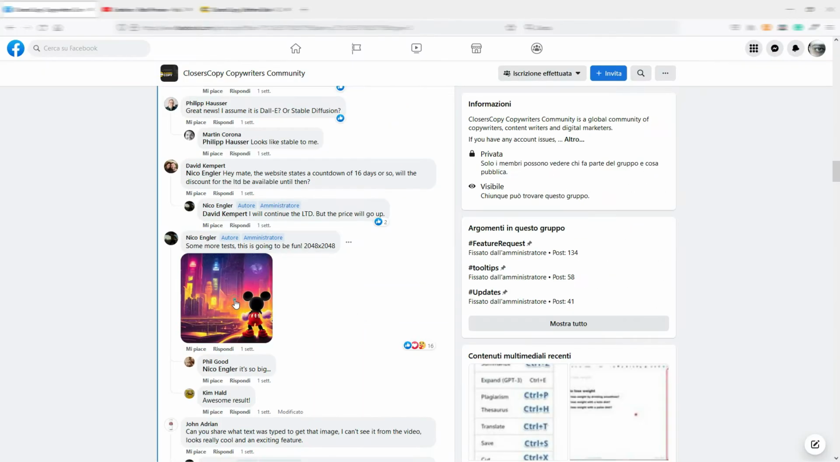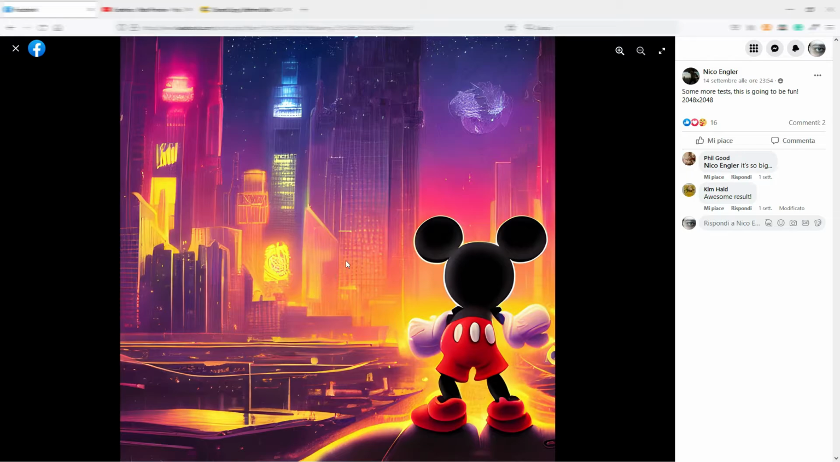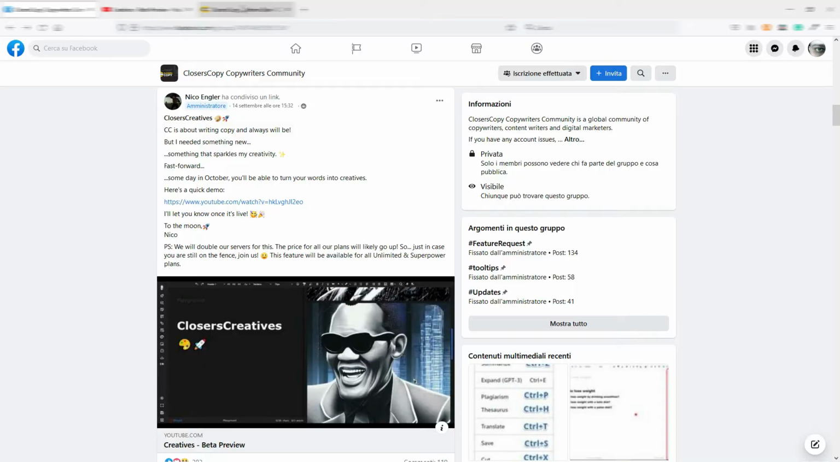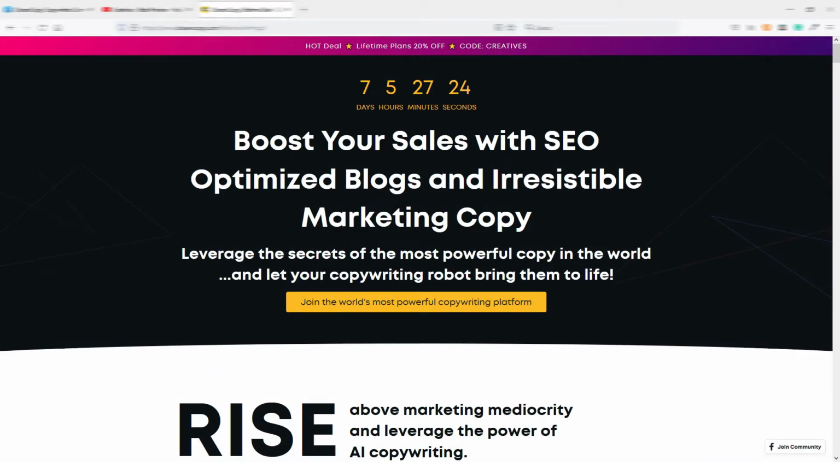This is another example. Here, very good, and again, it seems to me it's using a Midjourney model, but I'm not sure about this. Now, let's go to the ClosersCopy landing page. As you can see, it's saying 7 days, 5 hours before the price will go up. So this is the moment.